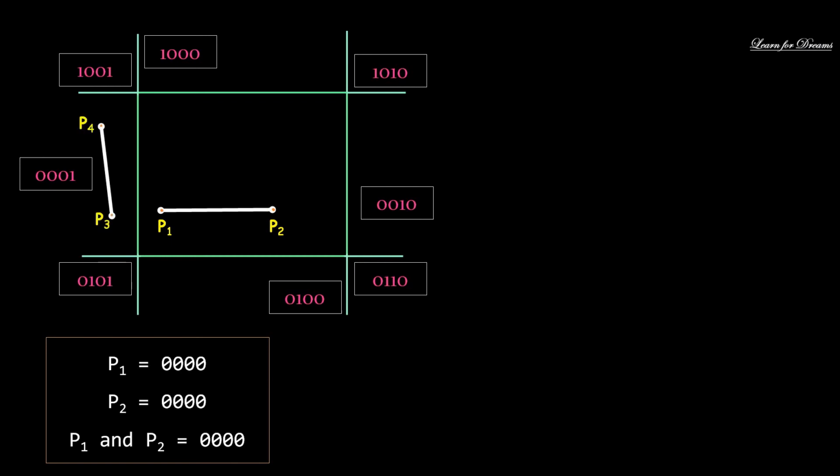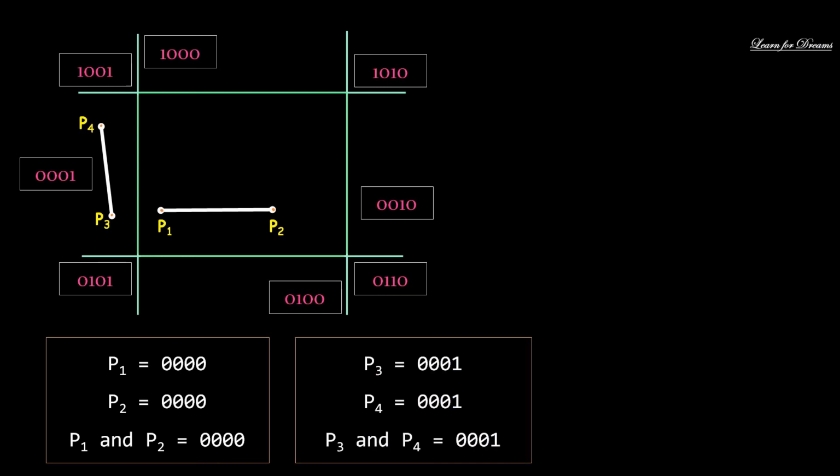Now let's consider line P3 and P4. Point P3 and P4 lies in the same region whose bit code is 0001. If I apply bitwise AND condition between P3 P4, as I have value 1 for same bit for P3 and P4, the bit code for P3 AND P4 is 0001. It means line is completely outside the window. So no clipping is required.